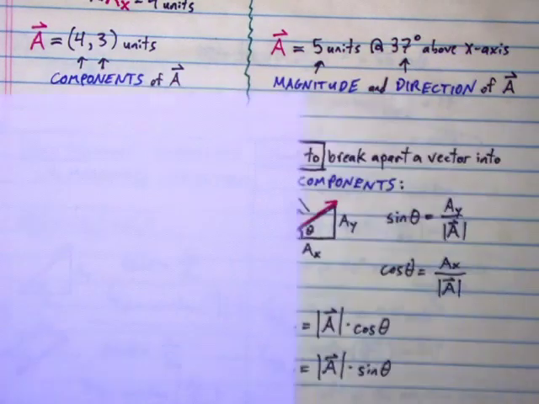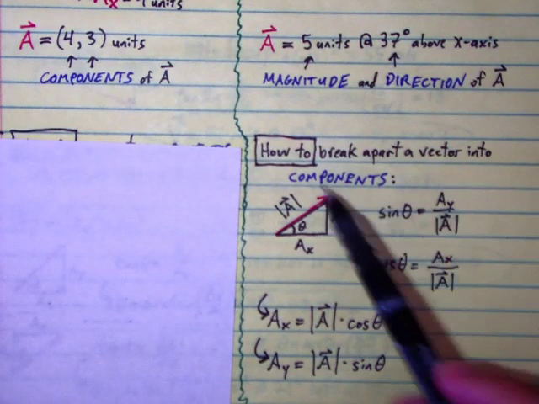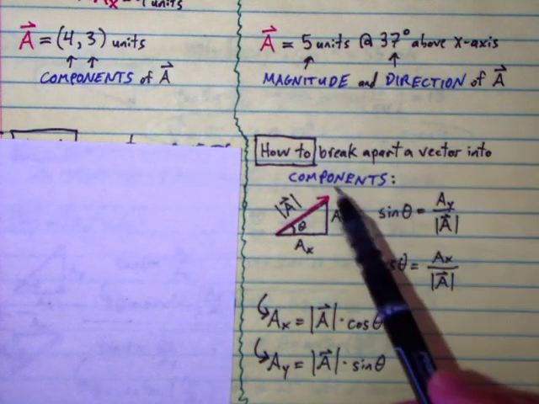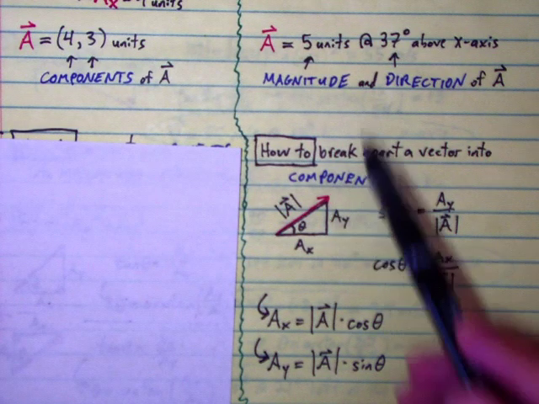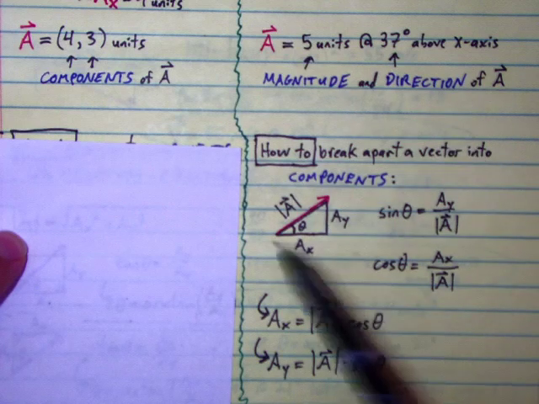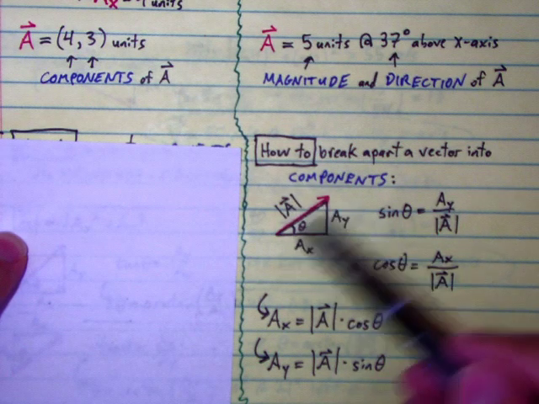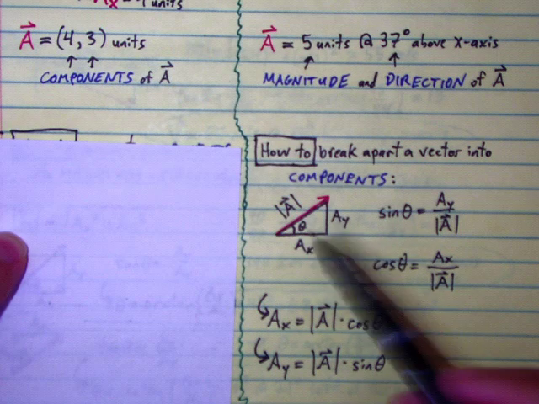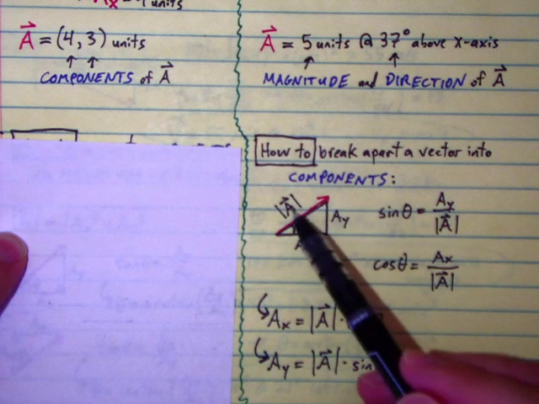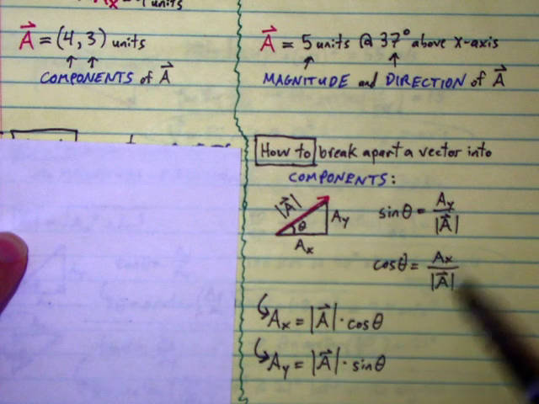Let's look at the other way. Here we say how to break apart the vector into components. So if you know the magnitude and the direction, how do we break it apart into its components? How do we get the legs? Again, we'll use trig here. We know the magnitude, we know the length of the hypotenuse, and we know the angle. Sine of that angle would be AY over the hypotenuse. Cosine of that angle would be AX over the hypotenuse.